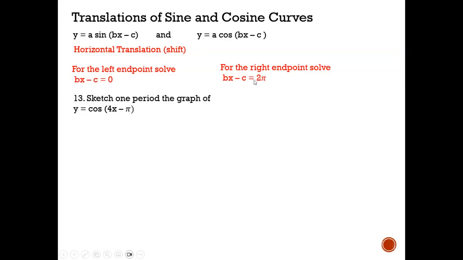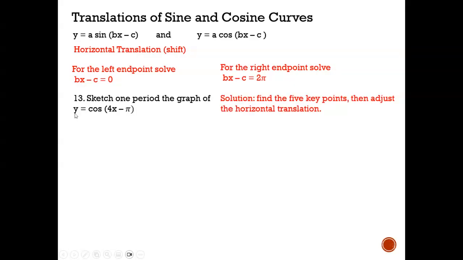And then the right endpoint is bx minus c equals 2 pi, and solve for x. That's going to tell us the right endpoint of the graph, or where we would end our first period for the graph, okay? So let's do this example. We're going to sketch one period of y equals cosine, parentheses 4x minus pi.